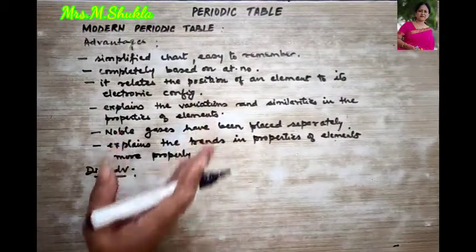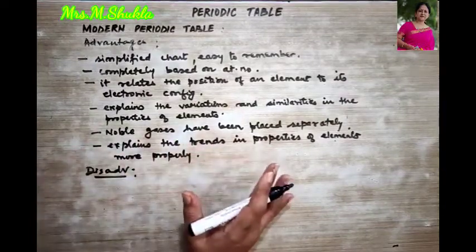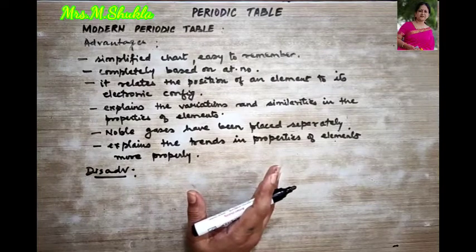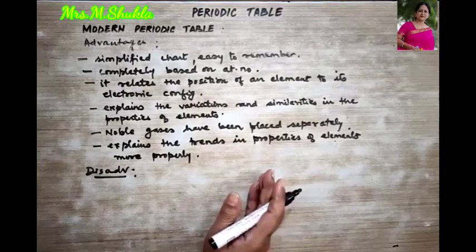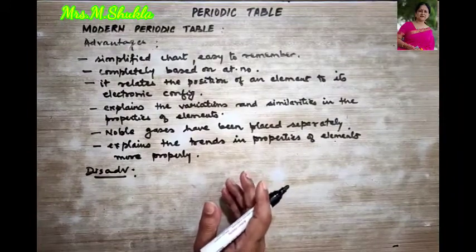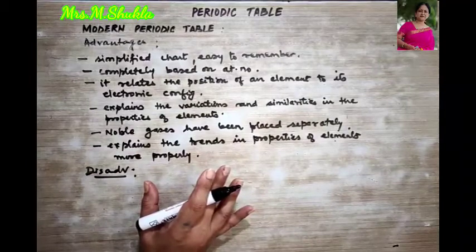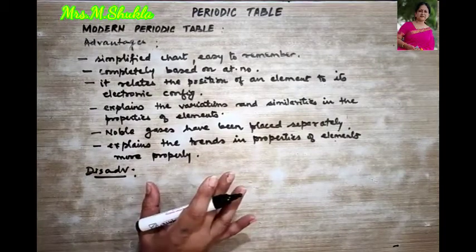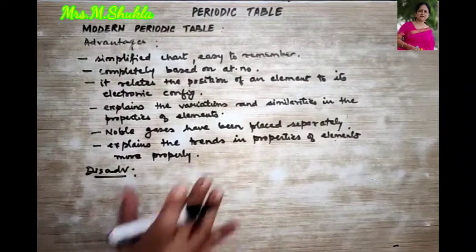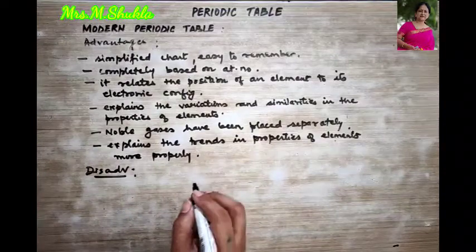Had it been placed there only in group 3, then it could have distorted the shape of the periodic table, isn't it? Then few elements are not arranged according to the configuration, and this does not reflect the electronic configuration of many transition elements and even the inner transition elements, right? So with this we stop over here.